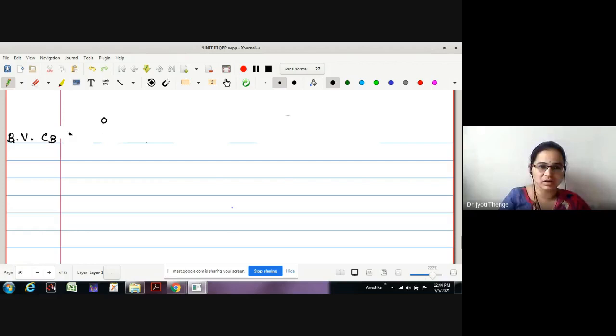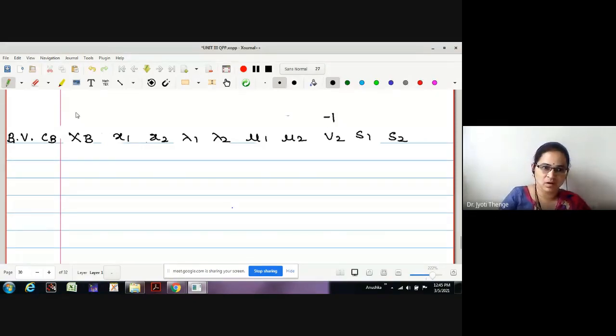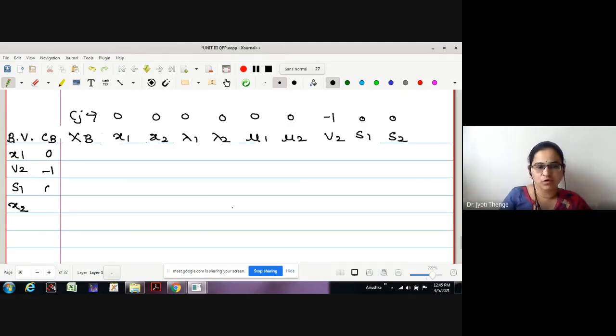CB, basic variable CB, XB, X1, X2, lambda 1, lambda 2, mu 1, mu 2. The CJ entries are minus compared to 0, 0, rest of the basic variables are x1, v2 as it is. Instead of s2 we have x2. Cost remains the same. If cost remains the same, it means there is no change in the value of z. Correct, na?